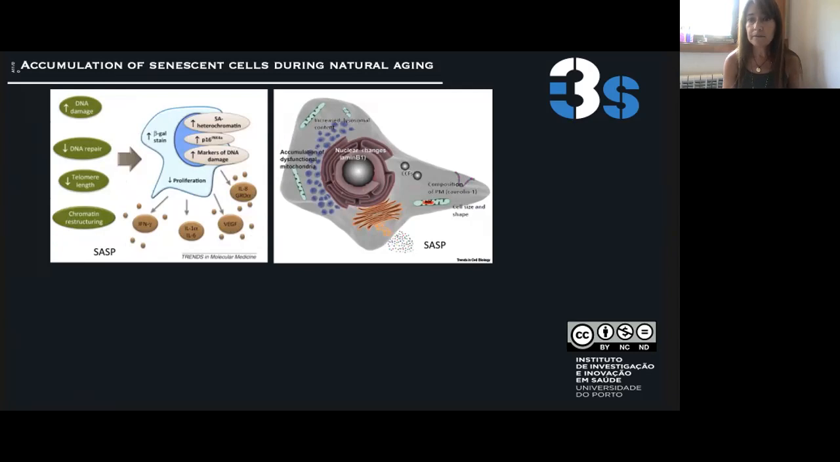Senescent cells exhibit distinct biomarkers such as increased beta-galactosidase activity due to the high accumulation of lysosomal mass, heterochromatin foci, DNA damage markers, and also an increased expression of cell cycle inhibitors. In addition, these cells exhibit a secretory phenotype causing local inflammation in surrounding cells.